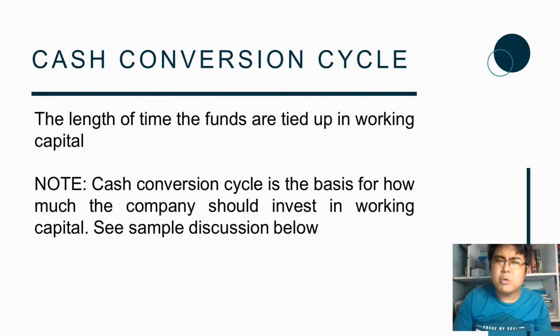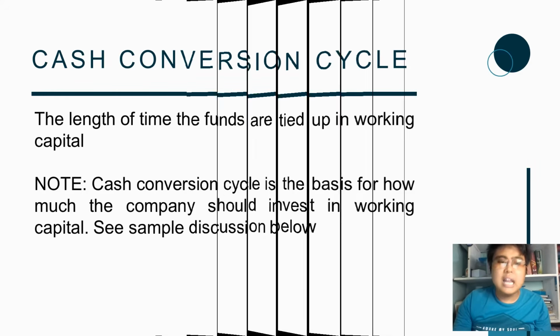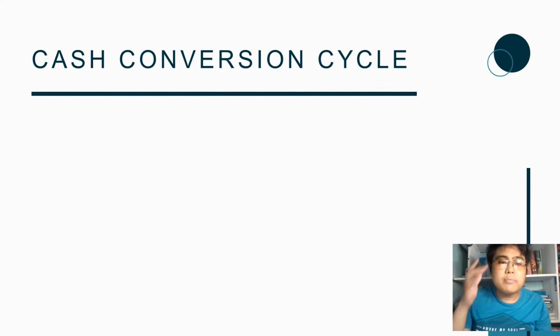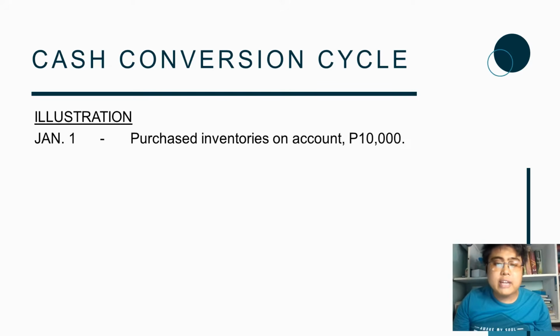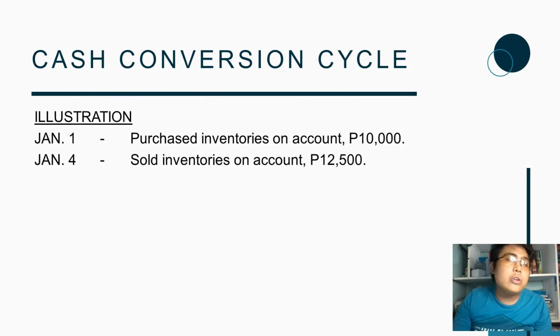Okay, para maintindihan mo bakit sinabi ng financial management na cash conversion cycle ang basihan kung magkano ang ilalagay na pera sa working capital. Okay, let me give you an illustration. Assuming January 1, bumili ka ng inventories on account 10,000. Then, on January 4, nagbenta ka ng inventories on account. Siyempre, alam na may benta mo ng 10,000 yan. Aba, charity yun. Hindi ka man lang tumubo. Papatungan mo. Kaya, ibibenta mo siya ng 12,500.